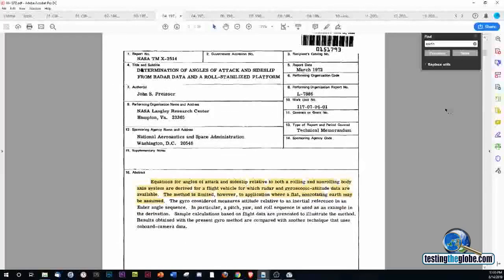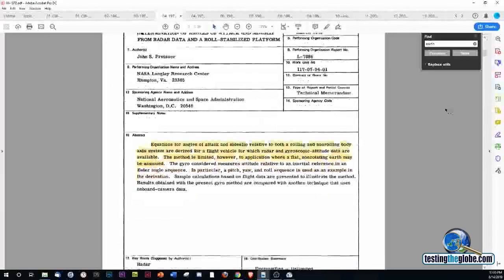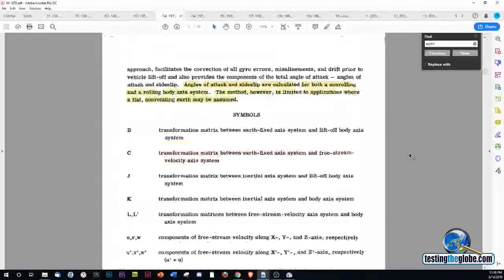Okay, abstract. Equations for angles of attack and side slip relative to both a rolling and non-rolling body access system are derived for a flight vehicle for which radar and gyroscopic attitude data are available. The method is limited, however, to application where a flat, non-rotating Earth may be assumed. All right, let's continue.